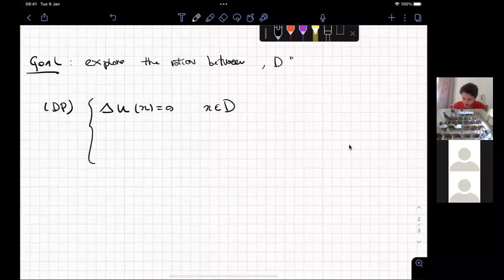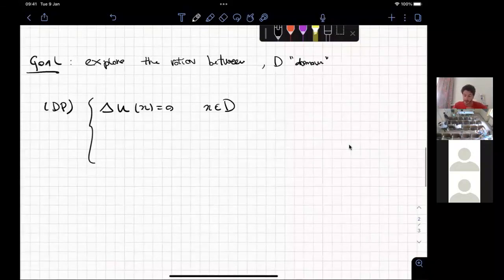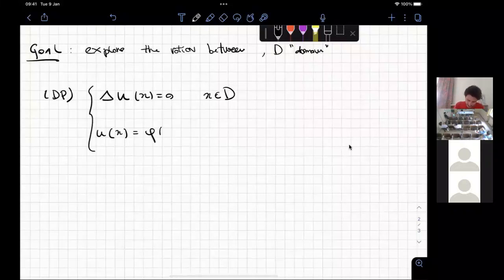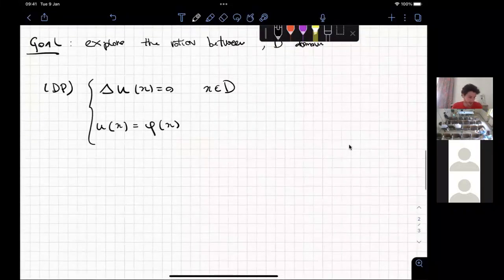So D is a domain. I will be a little bit more precise later. So we ask that the sum of the second derivatives, so the trace of the Hessian, is equal to 0 inside our domain, and we prescribe the value of u at the border. So u is equal to a certain function phi if x belongs to the border of D. And okay, this is the Dirichlet problem.